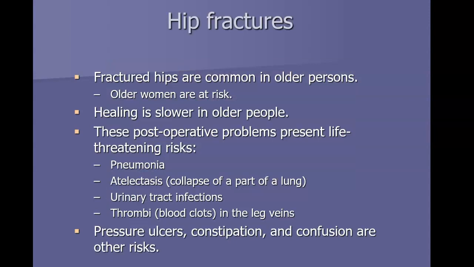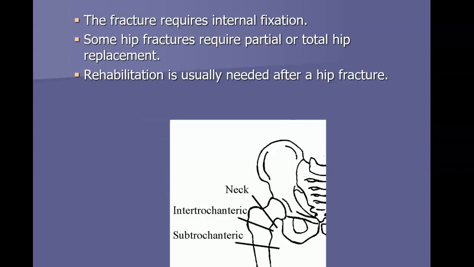Now, hip fractures are very, very common in our elderly population, more so in women because they tend to be more prone to osteoporosis. But with hip fractures, the healing is just slower in our elderly population. Again, with any surgery, they tend to be at risk of pneumonias, atelectasis, that collapse of the alveoli, urinary tract infections, thrombus, blood clots in the leg veins, and embolus where they can travel. Pressure ulcers and constipation are all really common after a hip fracture because they're not moving the same as they did. So the fracture requires internal fixation.